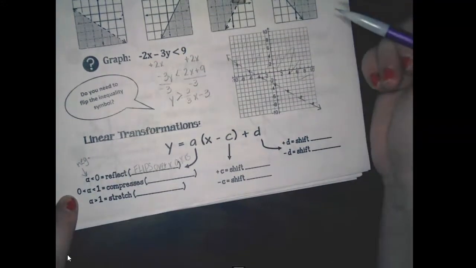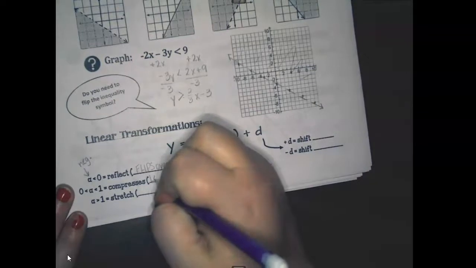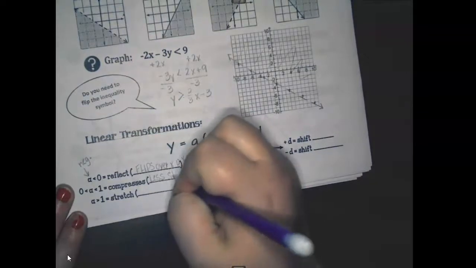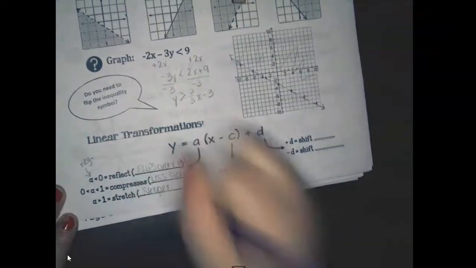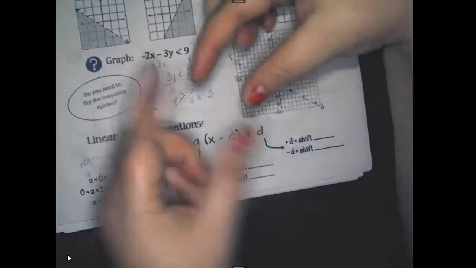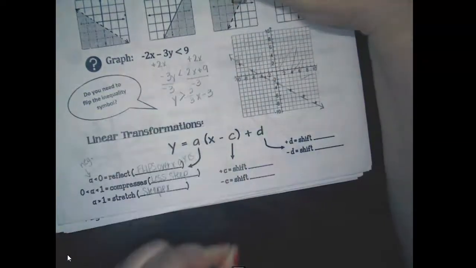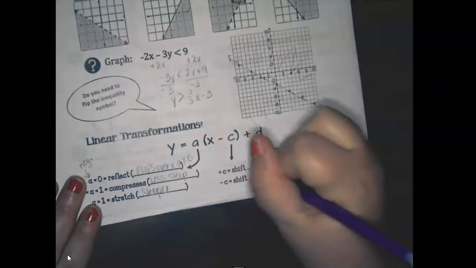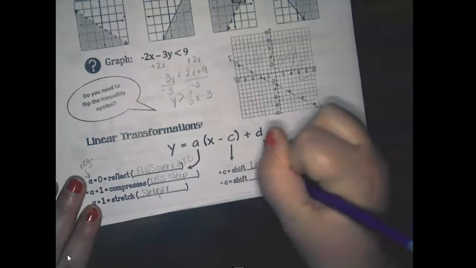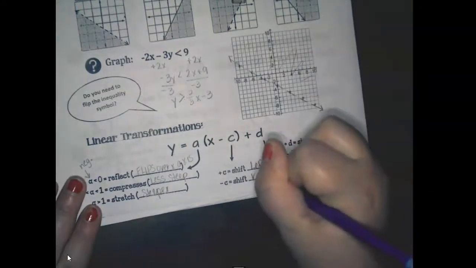If my A is between 0 and 1, it's going to compress, which means it's going to be less steep. And if it's greater than 1, it's going to stretch, which means it's going to get steeper. And by stretch, I always imagine that you're pulling it from the top and the bottom and making it thinner. Okay? A plus C means it's going to go to the left, and a minus C means it's going to go to the right.